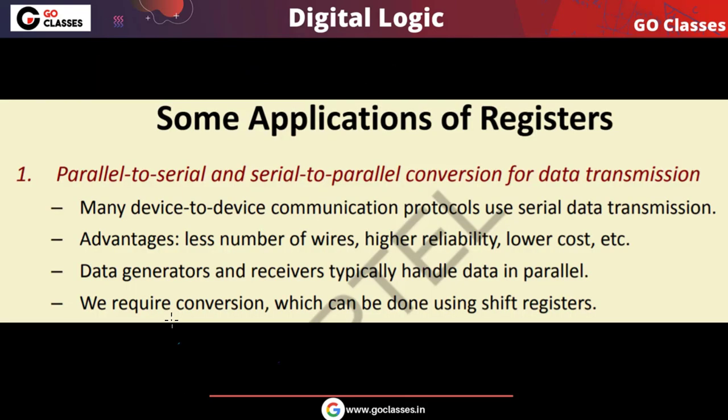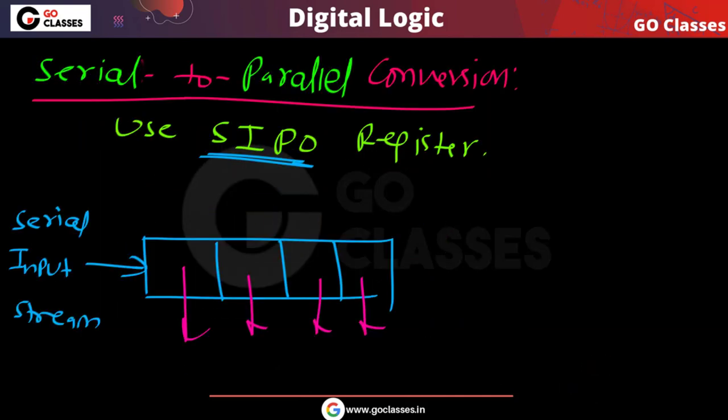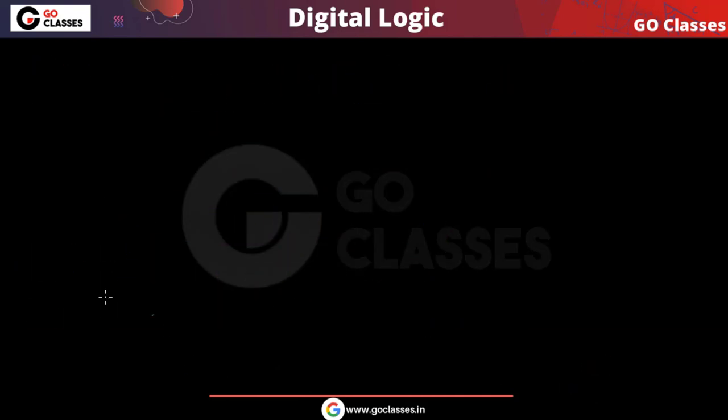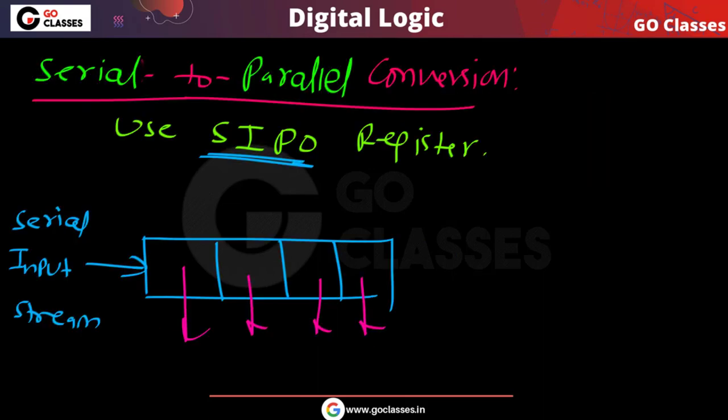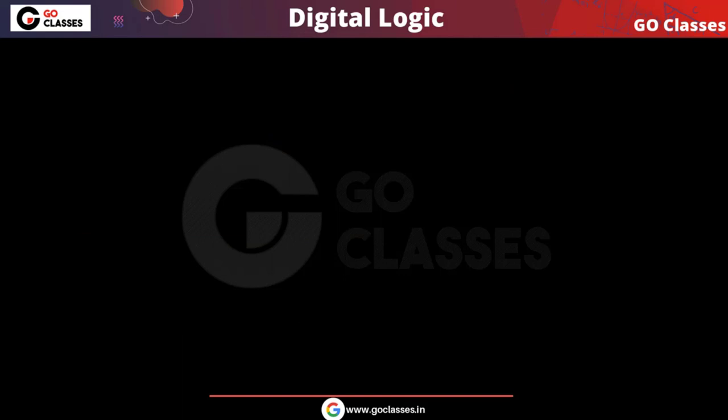Okay, so 64 wires we need. So that is basically not a good thing. You can notice that between two devices the communication is done in a serial manner. So that is the reason this is the first application of shift register. This is also a shift register, this is also a shift register. So this is the application of shift register.